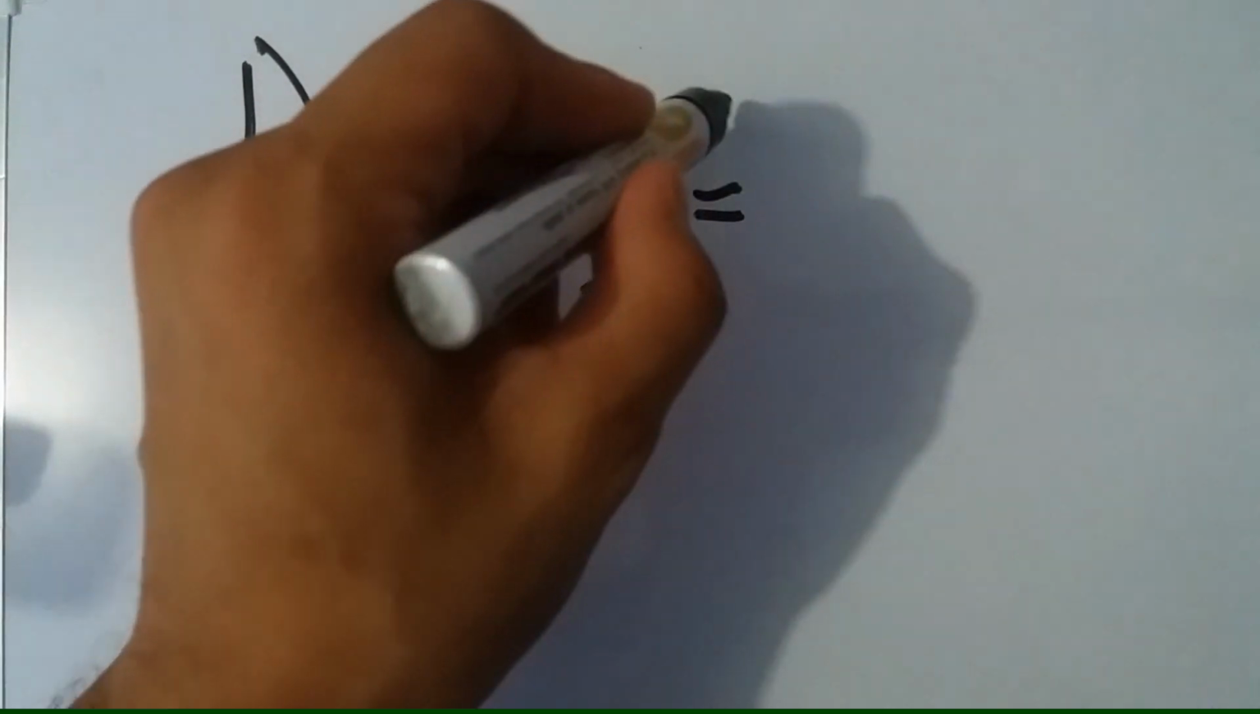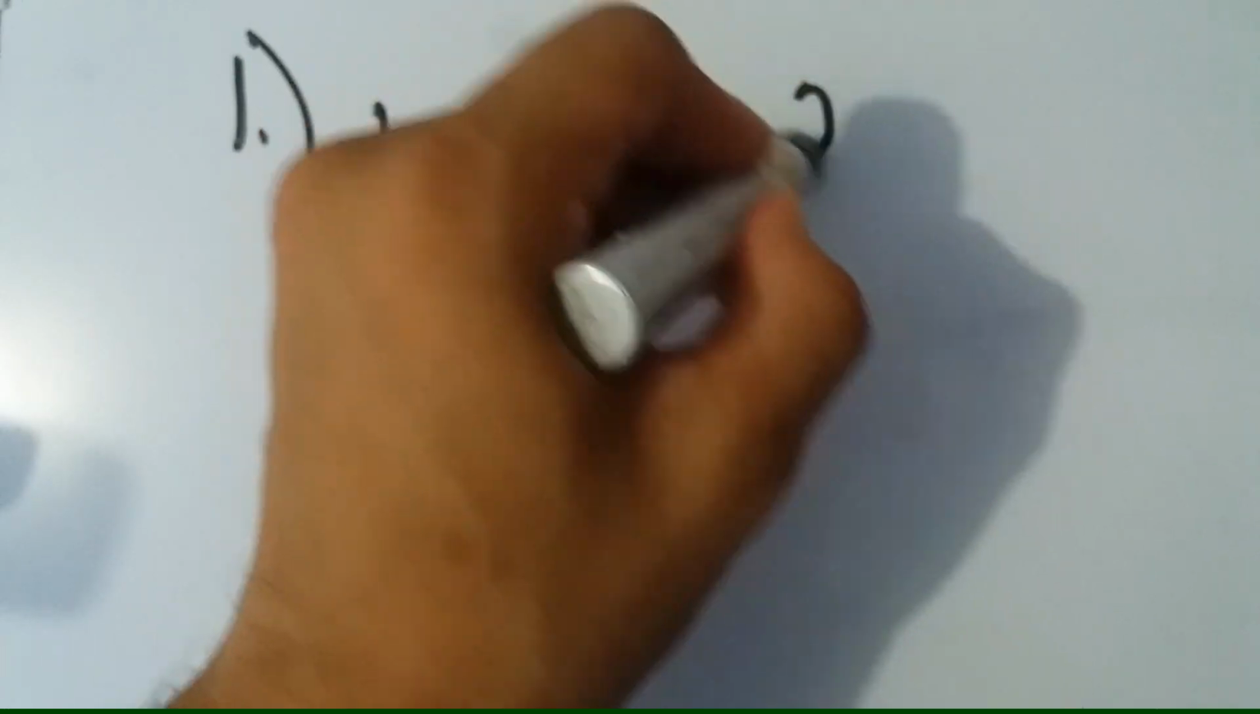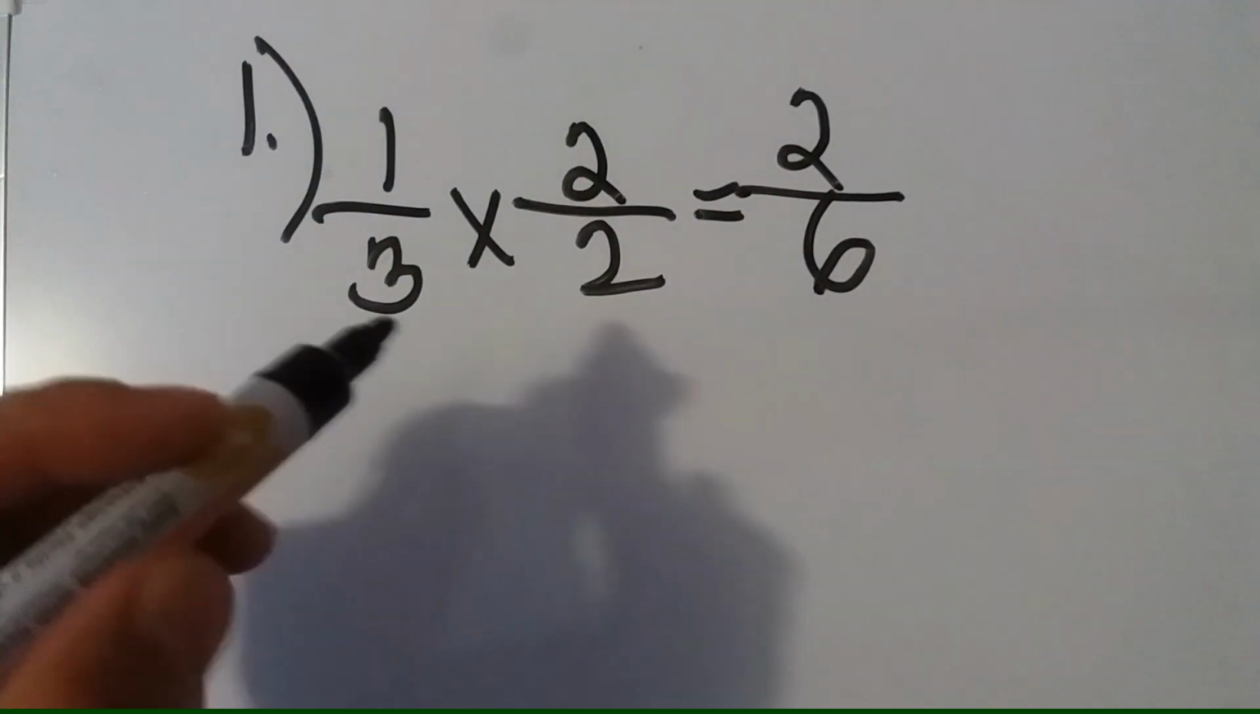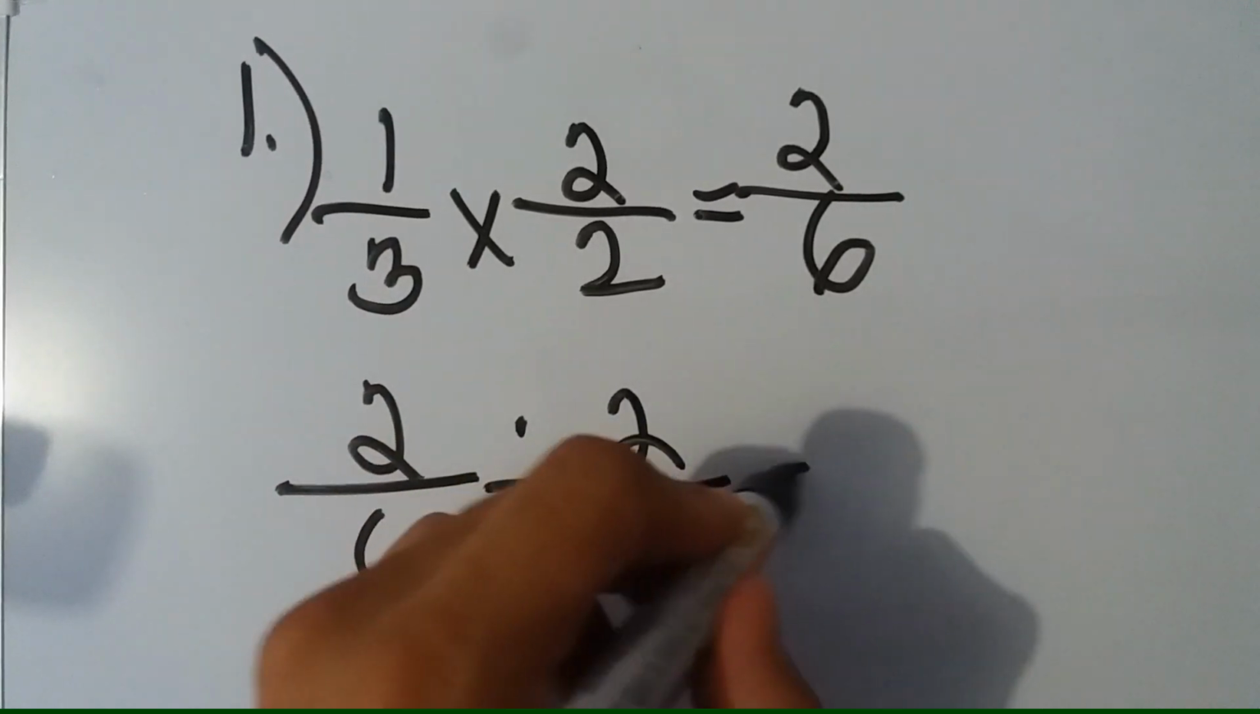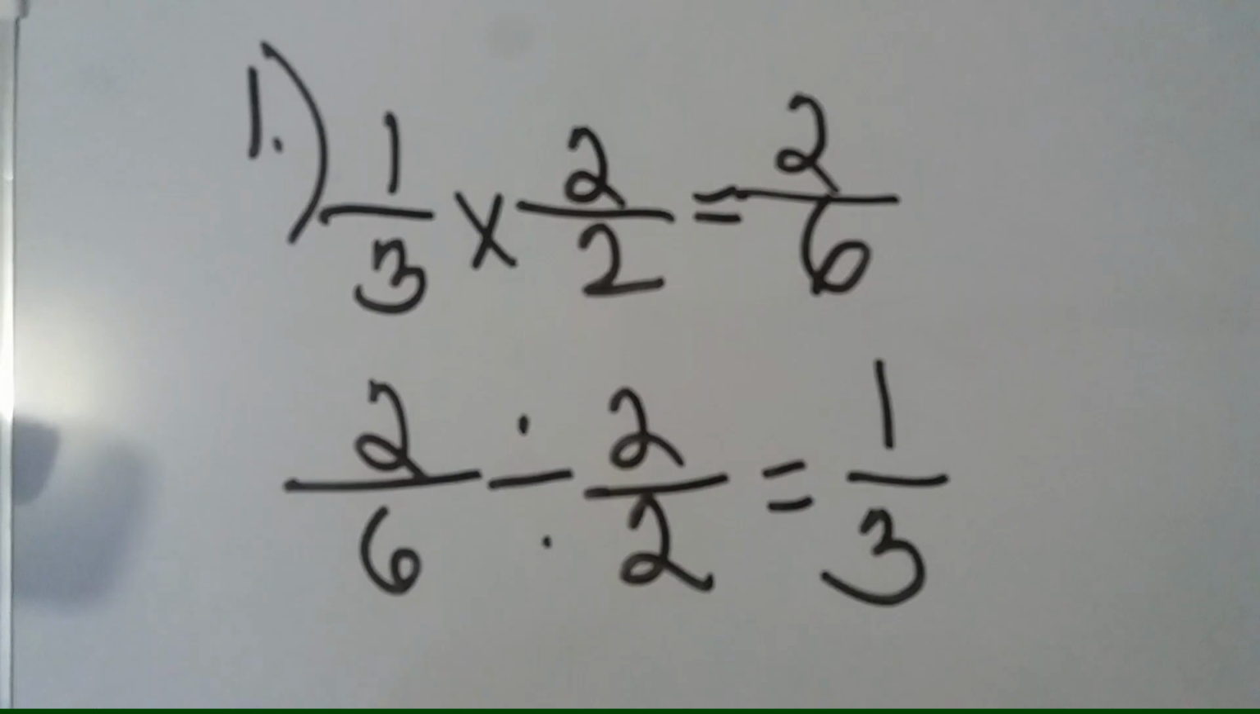So here are the rules for ratio. First rule: when two terms of a ratio are multiplied or divided by the same number, the value of the ratio is unchanged. For example, 1/3 times 2 over 2 is equivalent to 2 over 6. If you divide the 2 over 6 by the same number in the numerator and denominator, it will still be equivalent to 1/3. So that's the first rule.